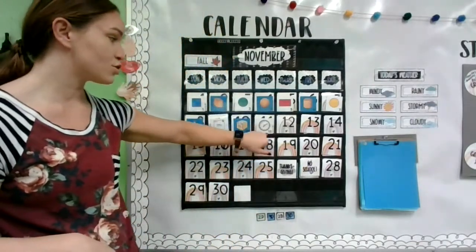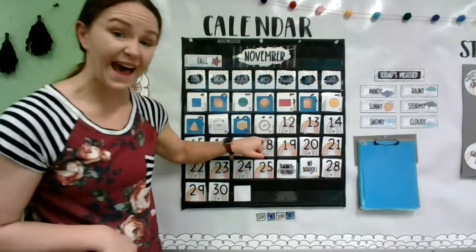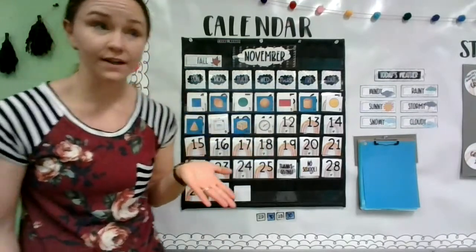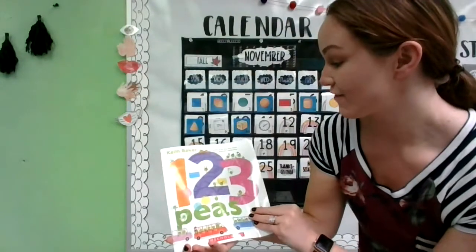Not only can we show our numbers with the actual number, like 11, you can show numbers with illustrations or pictures. And that's exactly what our author and illustrator Keith Baker does in 1-2-3 Peas. You are going to count along with me and see how these numbers can be shown with pictures of peas, vegetables. Let's get started, my friends. Take a look.